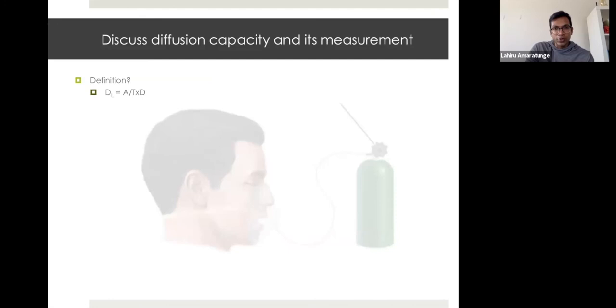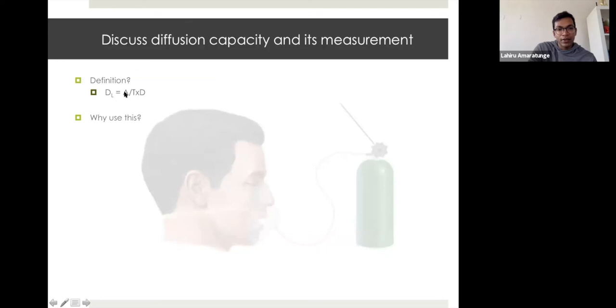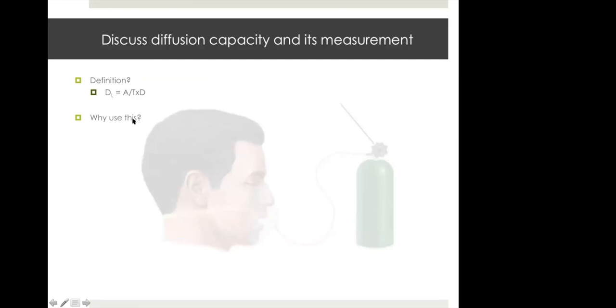So why use this? Actually, Maggie, can I keep quizzing you on this? So why use DL instead of individually looking at all of these components? I think it's because the area and the thickness, you can't really measure that in the lung.